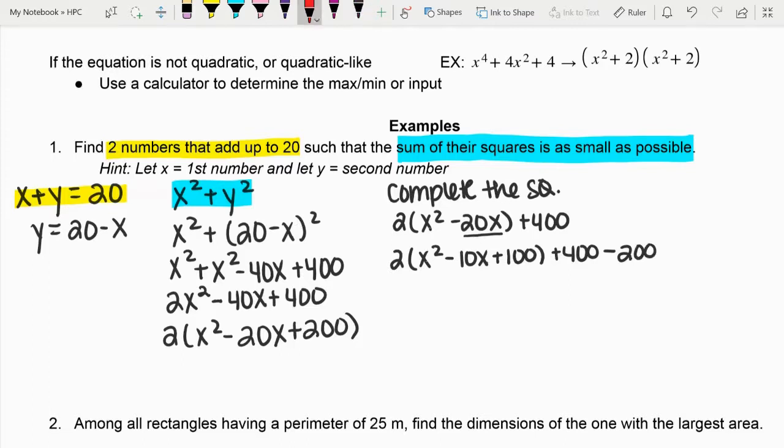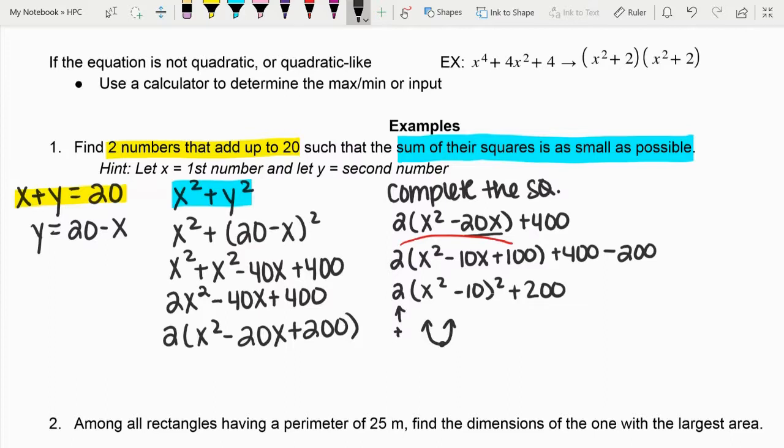So I'm subtracting 200 because don't forget we have this 2 on the outside, so that 100 on the inside is actually 200. So whatever I add, I do have to make sure I subtract to keep it even. Okay, so now I can just rewrite this as 2 times x minus 10 squared, and then plus 200. Okay, so this is a parabola, and since my a is positive, I know I'm going to be opening up. So my parabola is going to be looking like this. So I do have a minimum point.